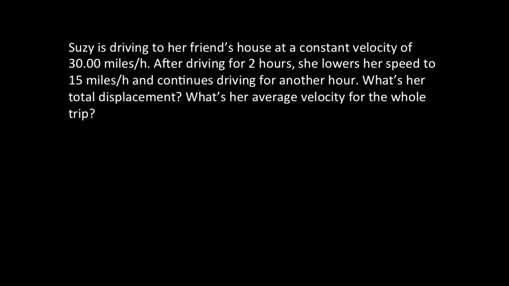Okay, let's apply all this information in a problem. So Susie is driving to her friend's house at a constant velocity of 30 miles per hour. After driving for 2 hours, she lowers her speed to 15 miles an hour and continues driving for another hour. What's her total displacement? What's her average velocity for the whole trip? So the easiest way to start tackling this problem is to draw a position versus time graph. So let's draw our graph.